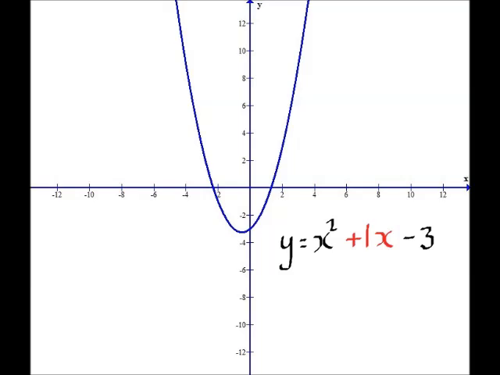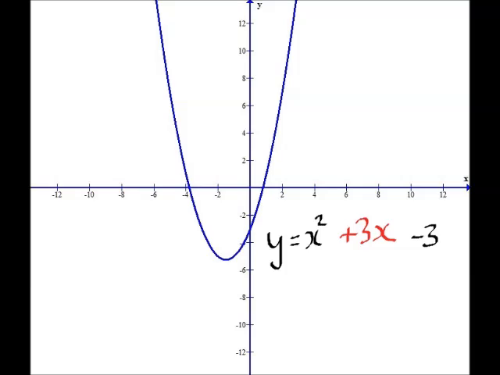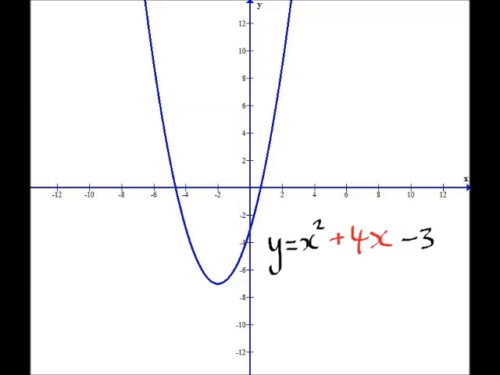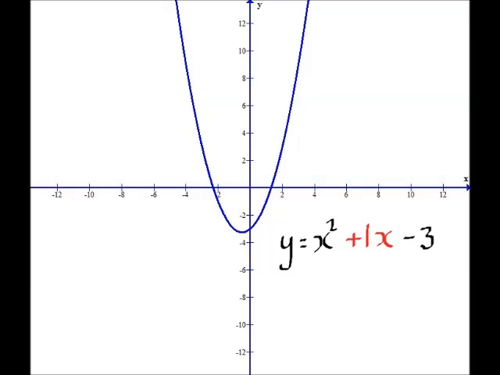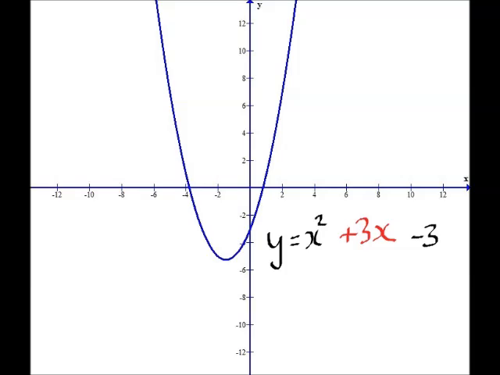Y equals x squared plus x minus 3. Y equals x squared plus 2x minus 3. Y equals x squared plus 3x minus 3. Y equals x squared plus 4x minus 3. All we changed was the value of b, and as we made it bigger, the curve moved left. But note how the basic shape, fatness, and where the curve crossed the y-axis didn't change.